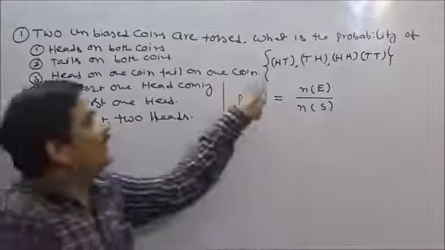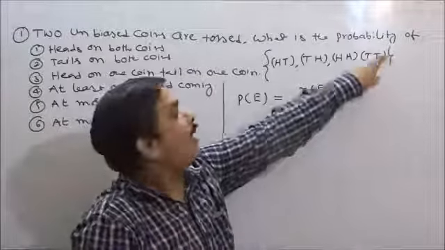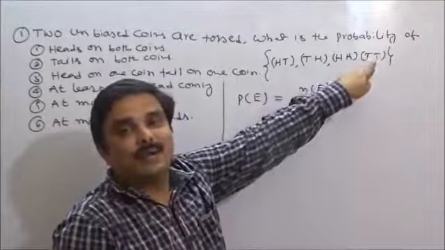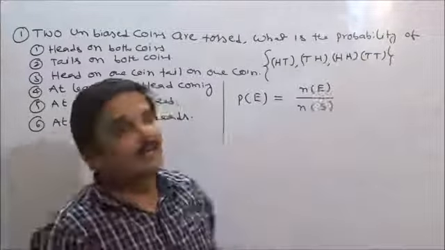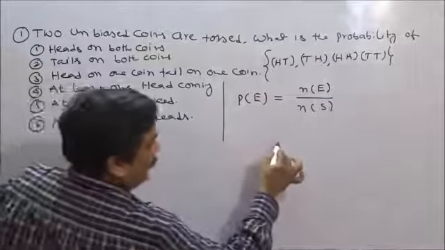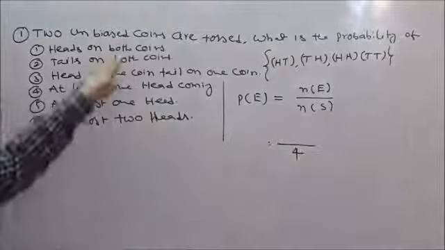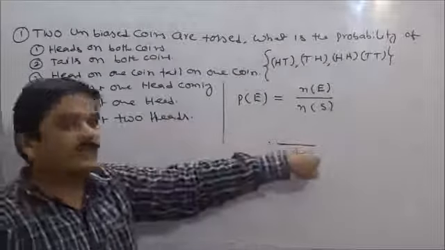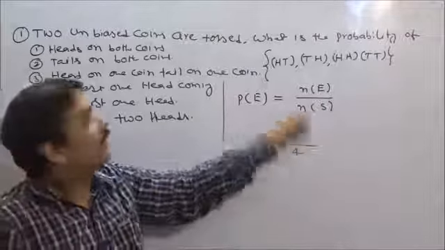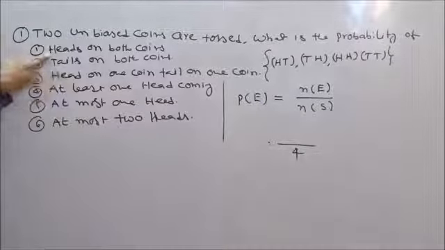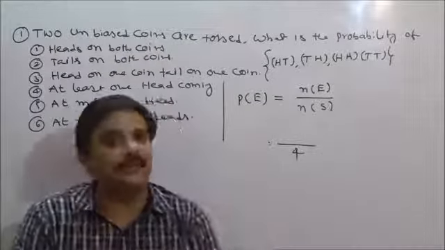Alright, so now these are called total possible events, or outcomes, or exhaustive events, or sample space. The sample space is 4, right? Now for all the 6 questions, sample space is 4 only, alright, because 2 unbiased coins are tossed. Now the question, students: heads on both coins, what is the probability of getting that one?